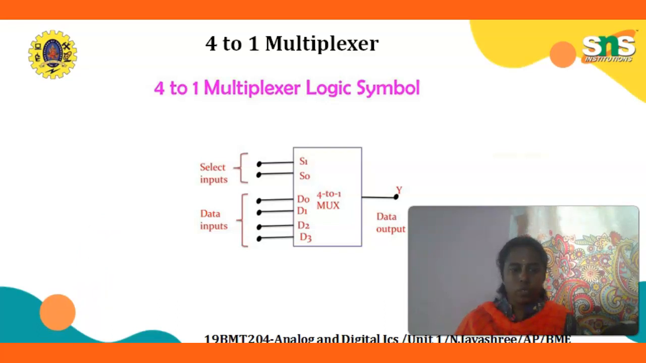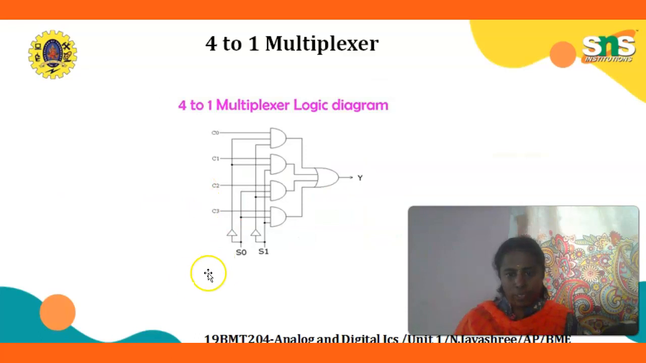Next one is the logic diagram, that is, by adding the gates. Before that we have seen the block diagram. This is the logic diagram. By adding the gates to the block diagram, we get the logic diagram. We have the 4 inputs, D0, D1, D2, D3. Similarly here, C0, C1, C2, C3. So first one is S0, S1.